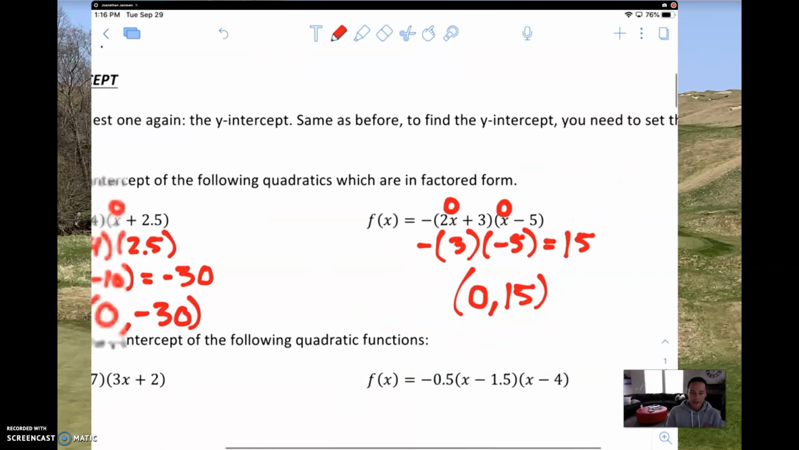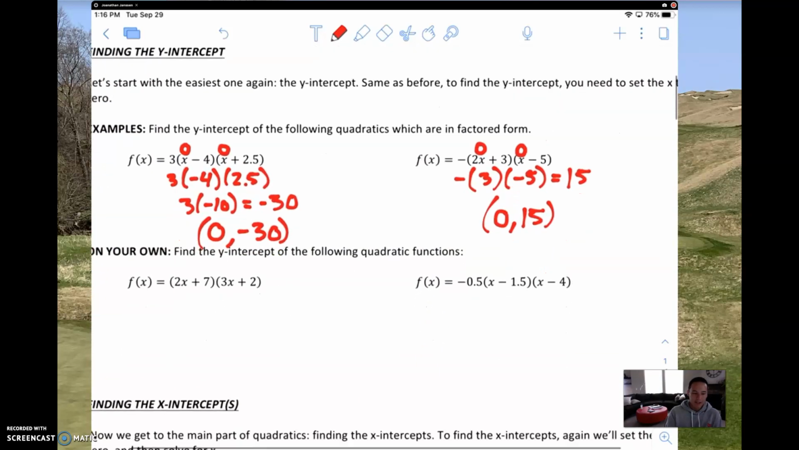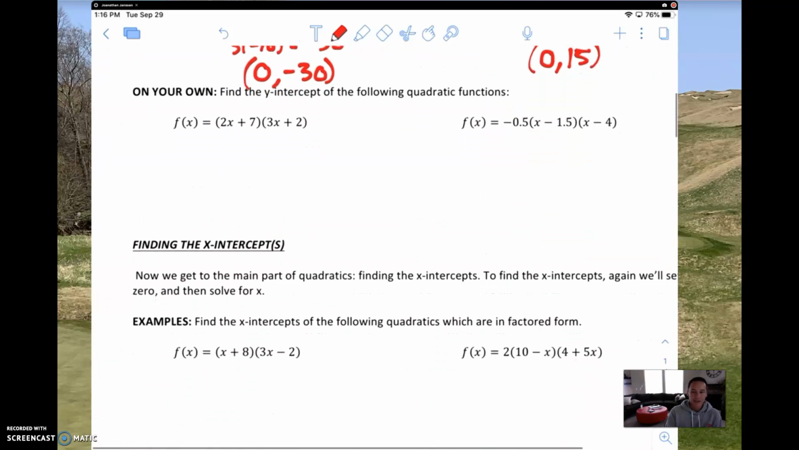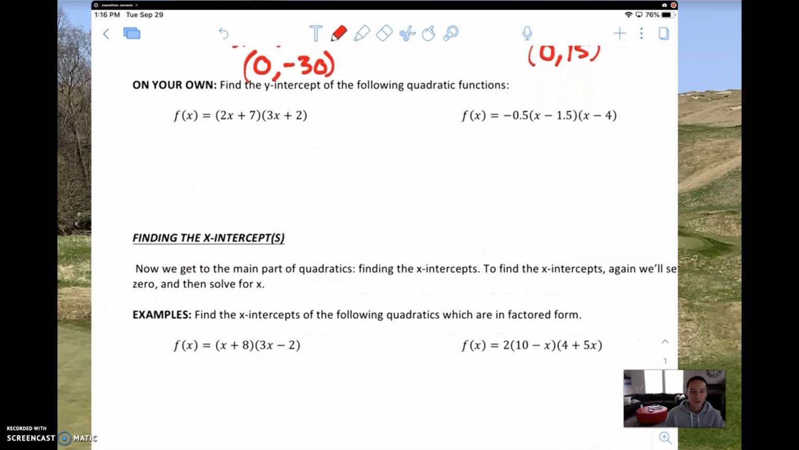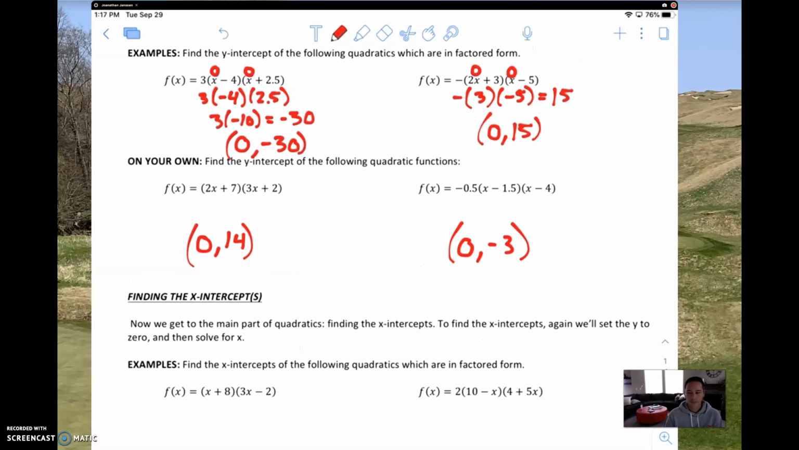All right, go ahead and give this video a pause and try the next 2 on your own. And voila, there are their answers, (0, 14) and (0, -3). Just simply replace the x with 0 and evaluate it. So the y-intercept, pretty easy.